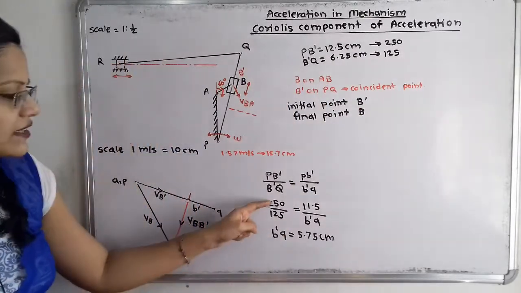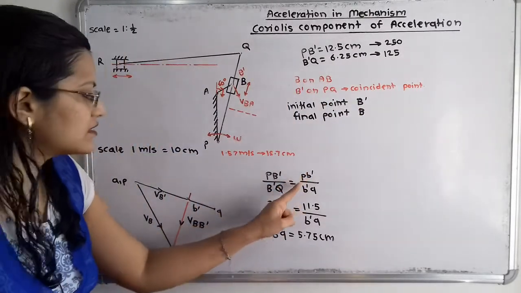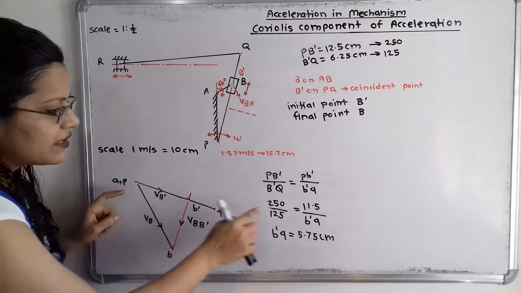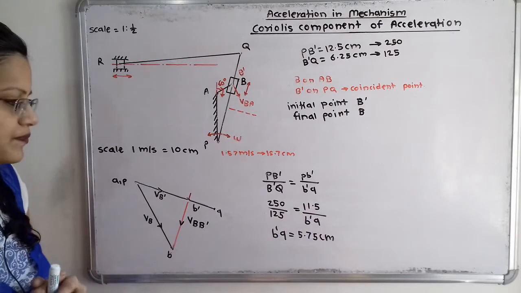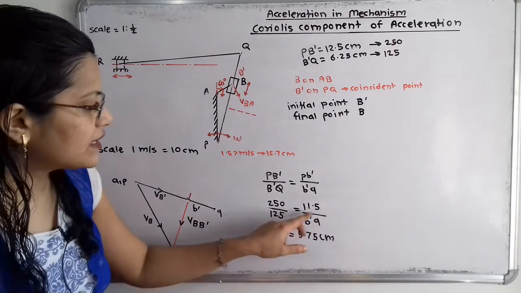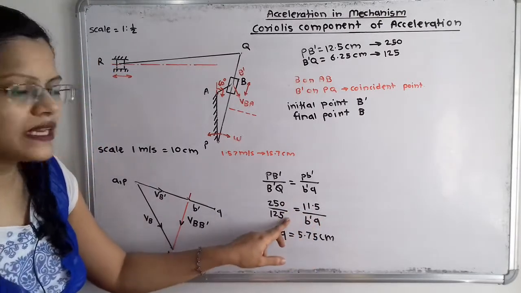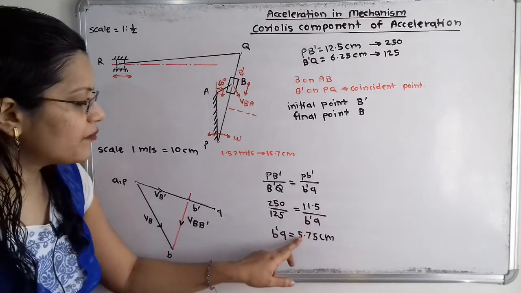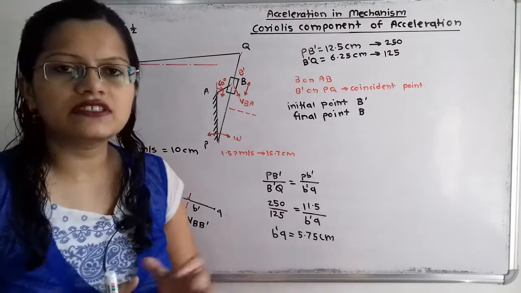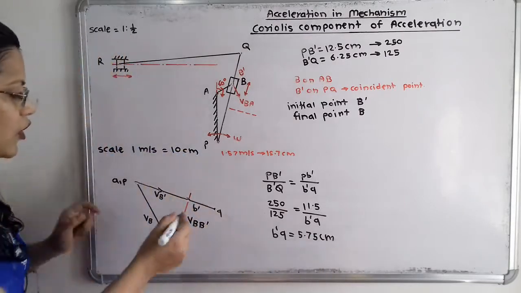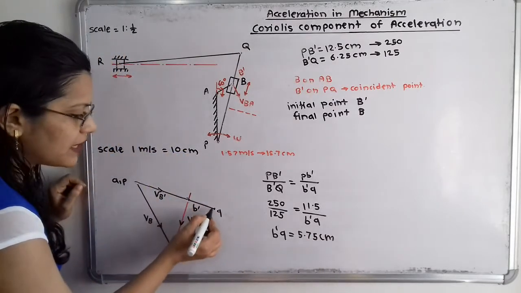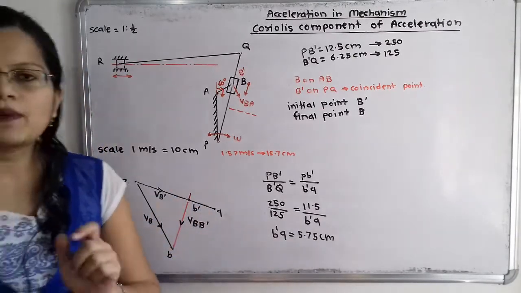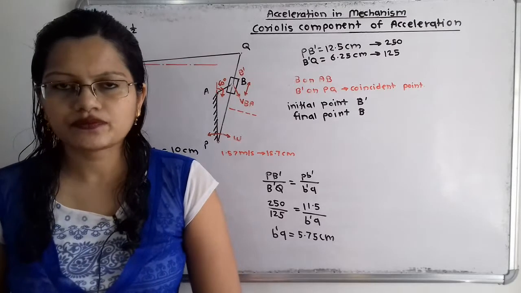So we have to take this distance as well as what is the distance in between P to B dash in the velocity diagram, that is here 11.5 cm. So we can calculate here B dash Q. So here millimeter is getting cancelled. So B dash Q having calculation 5.75 and unit is centimeter. So we have to plot this point, that is after B dash we have to take this 5.75 centimeter and we will plot here the point Q.